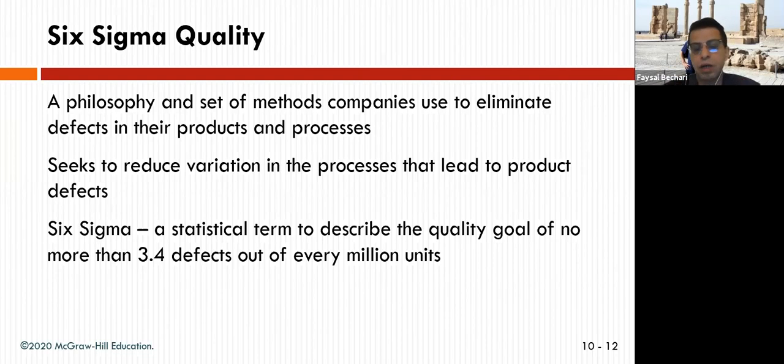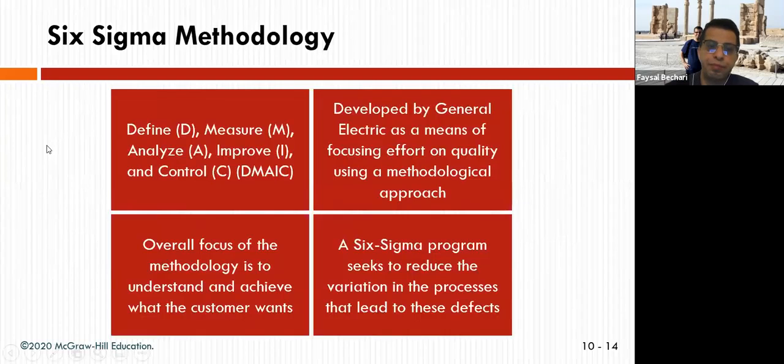So Six Sigma is a statistical term to describe the quality goal of no more than 3.4 defects out of every 1 million units. So if you're producing 1 million units, you should have 3.4 defects. If you're producing 10 million units, you have only 34 defective products. So that's their goal in Six Sigma.